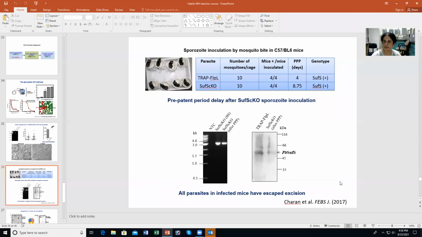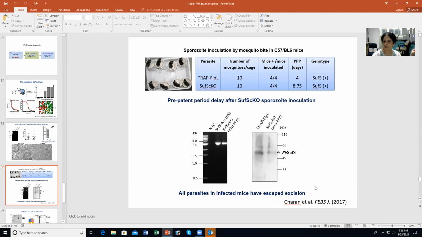So this also told us that if you inhibit the SUF pathway, not only are the blood stages affected, but the mosquito stages are also affected. So this is very good. This is good news, because that tells us that if you ever have an inhibitor of the SUF pathway, you will not only inhibit the parasite in the humans.